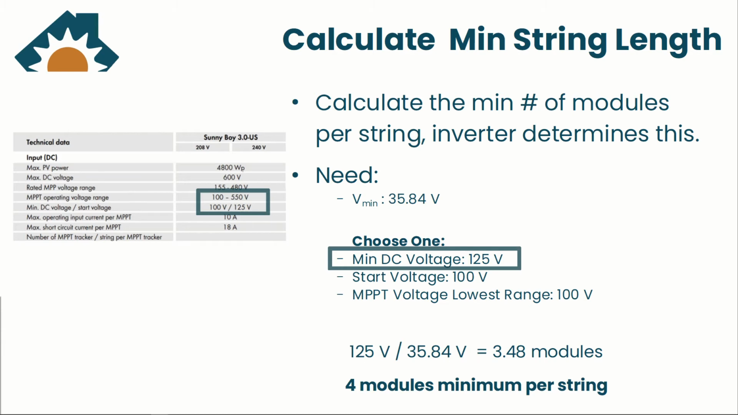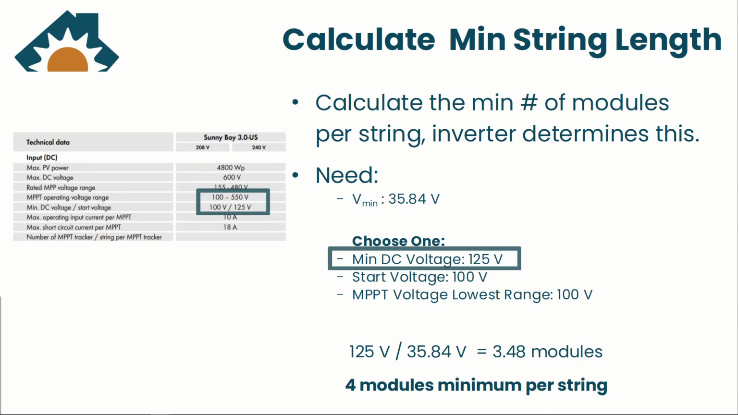It looks like the inverter has a start voltage of 125 volts, like I talked about, and it has the 100 volts minimum or lowest range MPPT voltage. Like I said, I would normally use this number here because I would like my system to have the best chance to be operating within that MPPT range. But because for some reason the start voltage is higher, I will use this 125 volt start voltage. So that's what we will use.